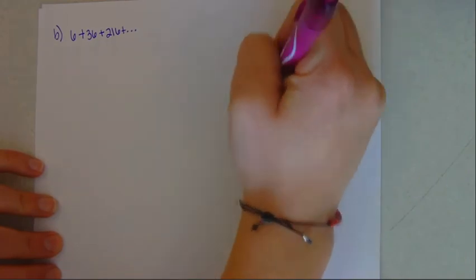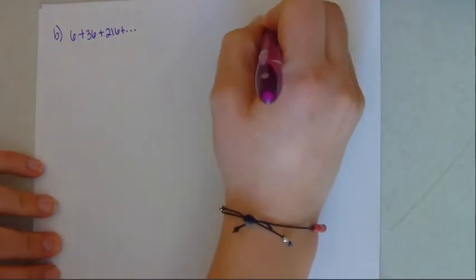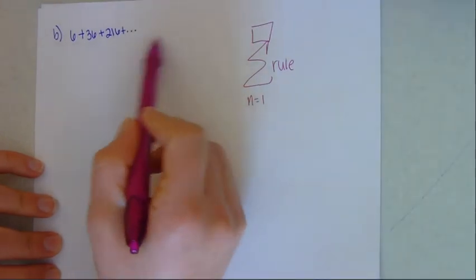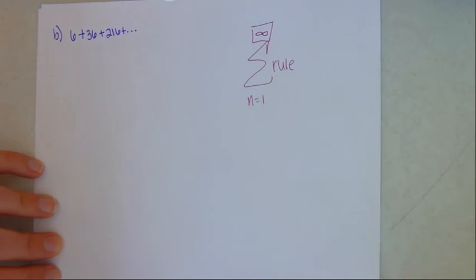Let's try another one. So now as you look here, I have 6, 36, 216, and then dot, dot, dot. Because this is dot, dot, dot, as we're thinking about that sigma notation, we need n equals 1, we need our rule, and then we need our ending number. Well, we don't have an ending number. So because we don't have an ending number, that means that this is an infinite series. That's okay. We've seen those before.